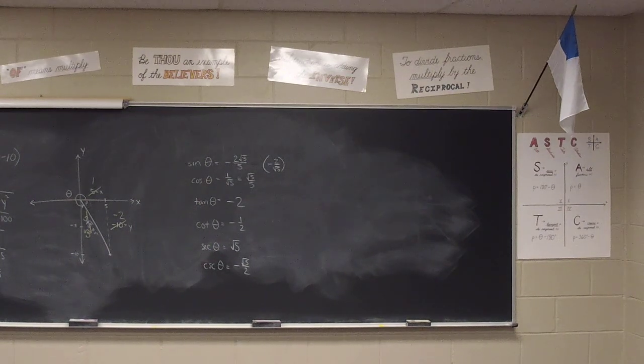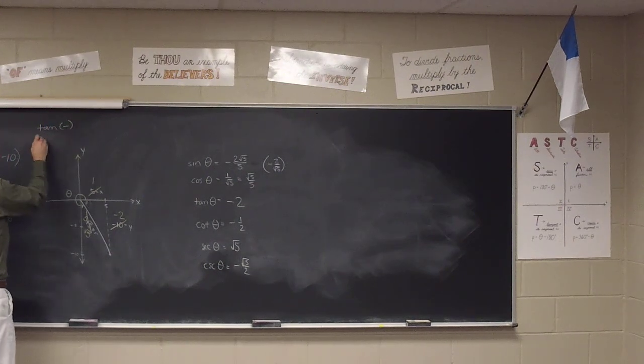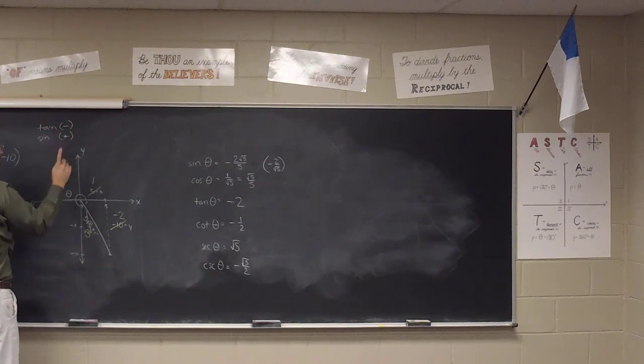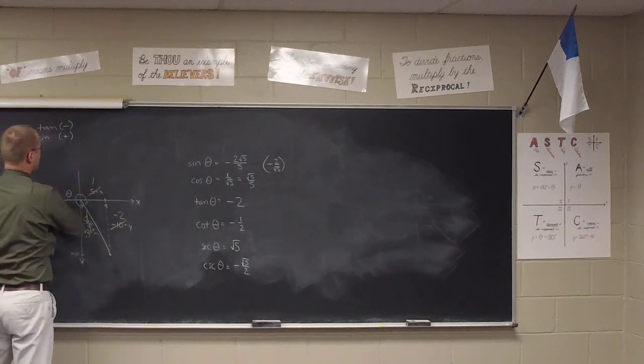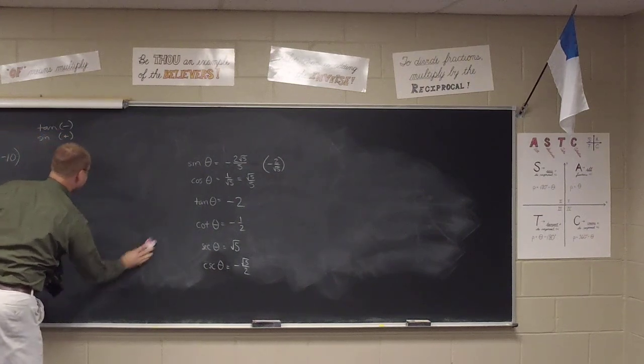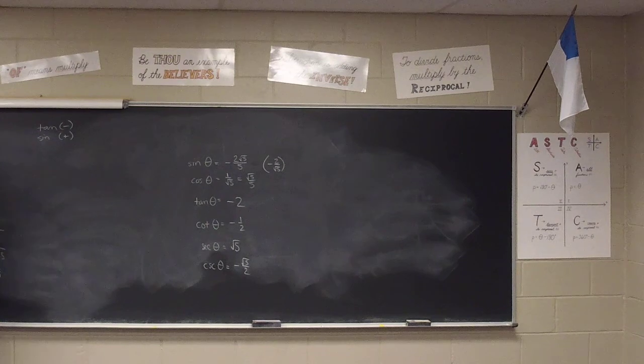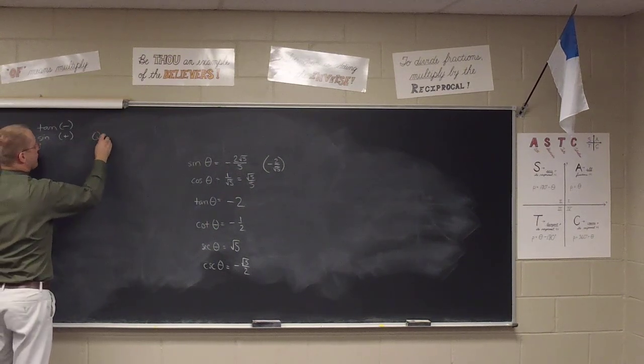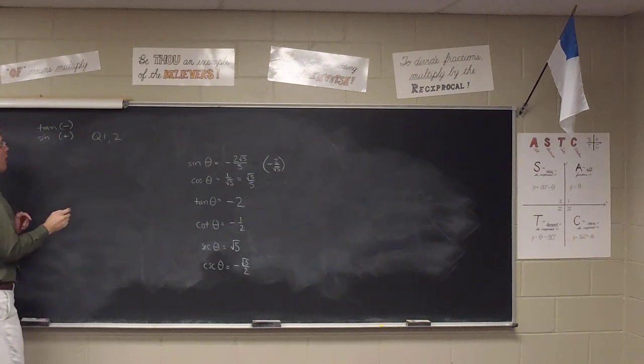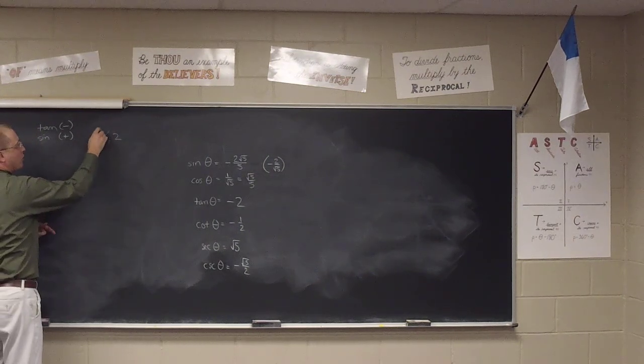And then it says sine of theta is greater than 0. Well, what does greater than 0 mean? More than 0. Positive. So we know that tangent is negative, and we know that sine is positive. Well, question. When would tangent be negative, but sine be positive? Quadrant 2. Sine's only positive in quadrants 1 and 2, right? But tangent's negative. That rules out quadrant 1.